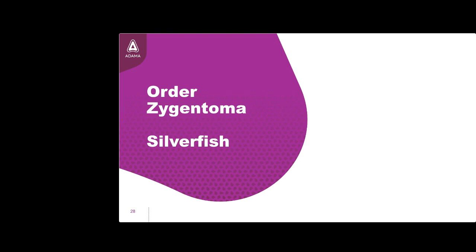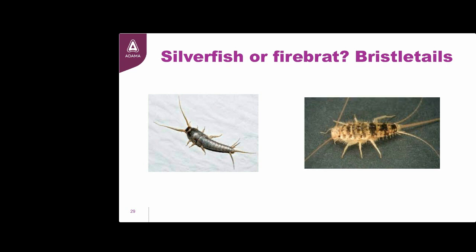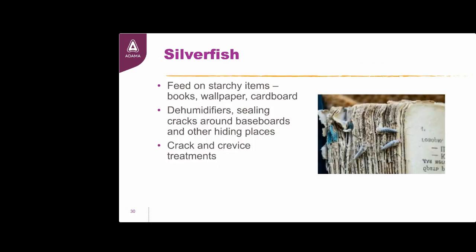Silverfish, Zygentoma, crazy bugs, super primitive. They've been around forever. Some of the first insects ever on Earth. And not surprising, if you look at these things, they look primitive, right? They look like they've been around for a really long time. So silverfish are going to be silver. Your bristletails and firebrats are kind of mottled brown looking, but their biology is going to be really similar.